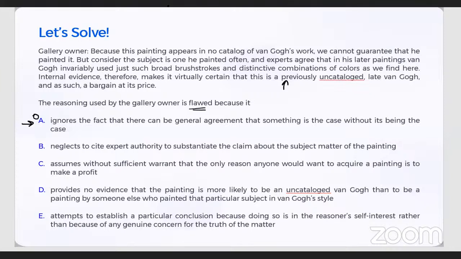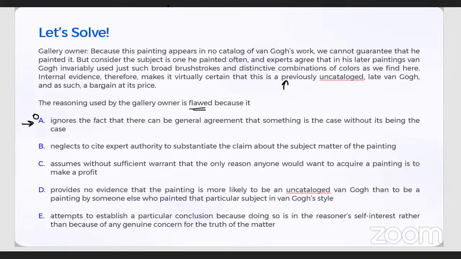Remember, the GMAT is an exam of elimination. I don't know what A means. Let's suppose I'm going to hold on and move on to the next. I'm not going to eliminate unless I have a distinct reason. I'm going to look at B. Option B says, the gallery owner makes a mistake.